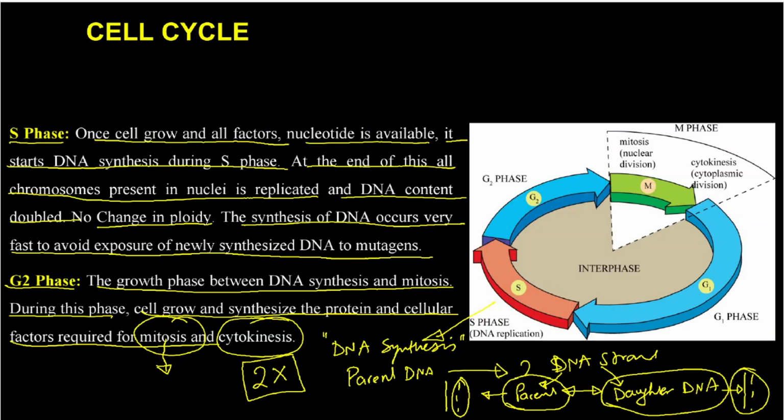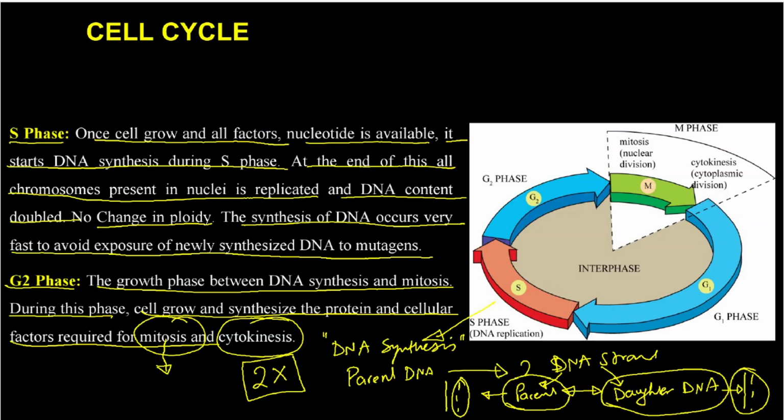Next is the S phase. In the S phase, mainly the division of the genome occurs. The genome is replicated, and from 1x, its amount rises to 2x. It will be duplicated. Amount will increase here for the genome. So the synthesis of DNA occurs very fast to avoid exposure of newly synthesized DNA to any kind of mutagens. So this must be something that you guys must remember.